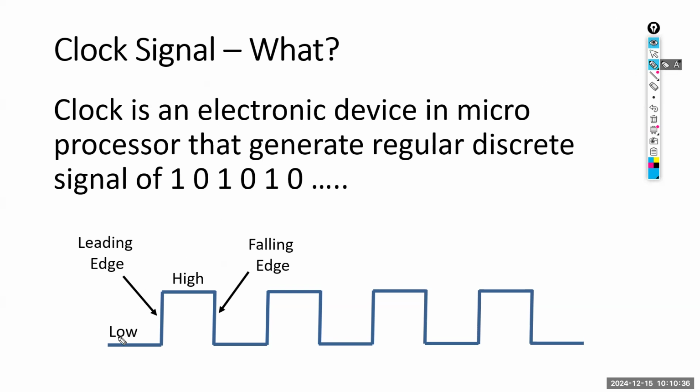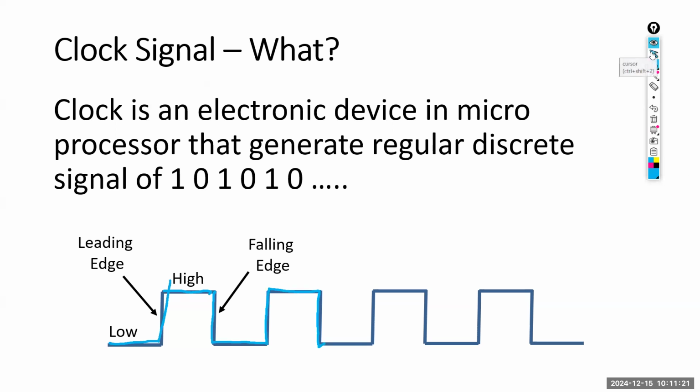The clock signal basically gives 1 0 1 0 1 0 1 0, a regular digital pulse, a discrete pulse. This is called the low level, then high. This is the rising edge or leading edge. This is the falling edge. Again, low level, rising edge or leading edge, high, falling edge. It keeps continuing this forever as long as your computer is on. That is called the clock signal. It's something like our heartbeat.